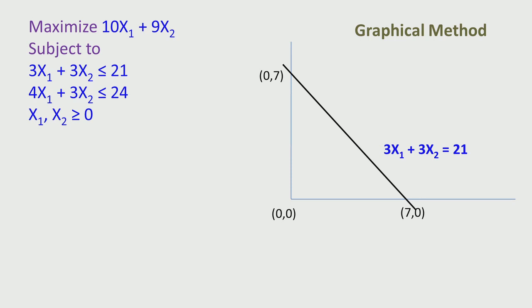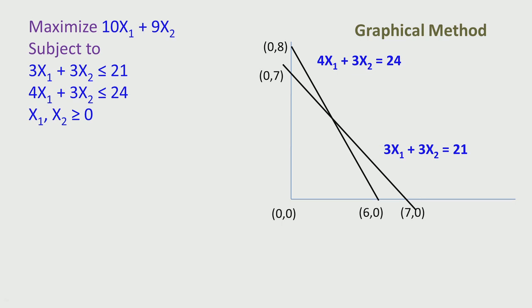and this is how the line will look like. First we will draw 4x1 plus 3x2 equal to 24, and to draw that we need to mark 2 points, 6, 0 and 0, 8, which satisfy 4x1 plus 3x2 equal to 24. So, the line 4x1 plus 3x2 equal to 24 is drawn.